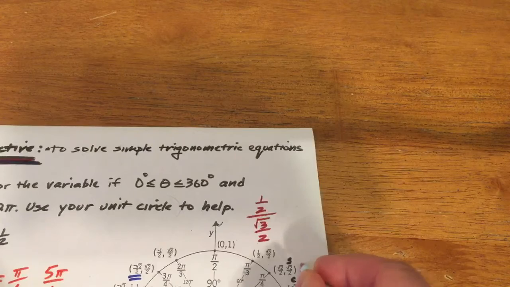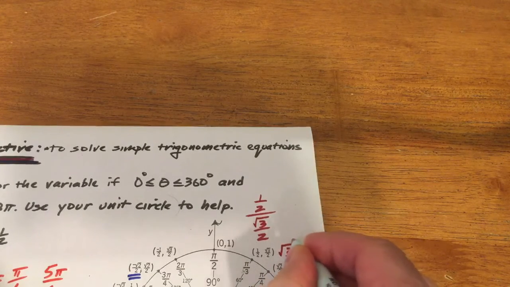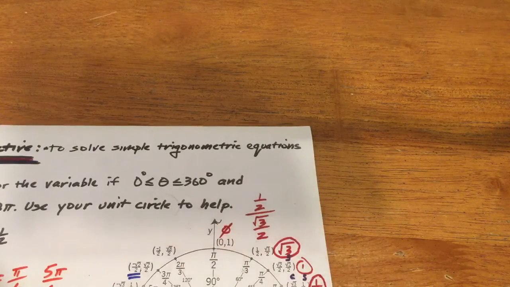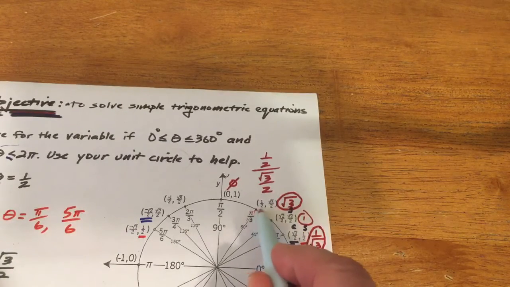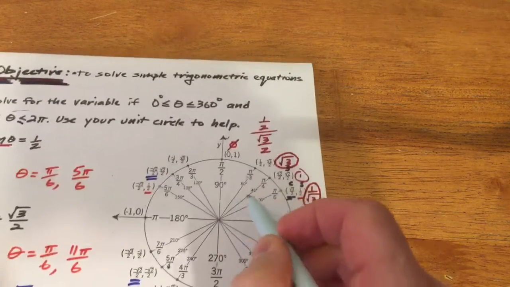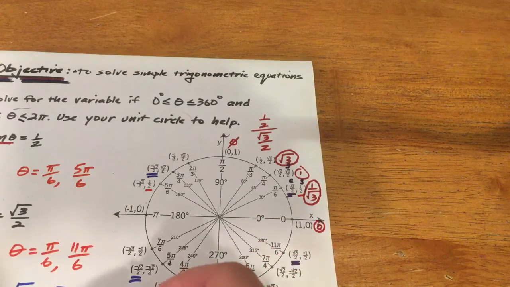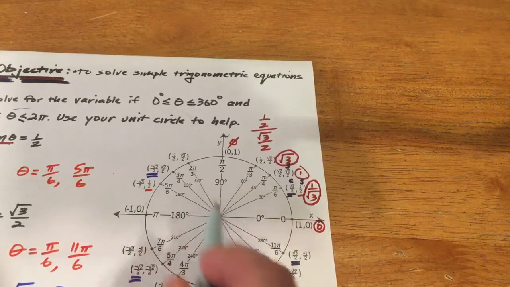Here tan is going to be 1. Here tangent is going to be square root of 3. Here the tangent's going to be, well, no solution there because you can't divide by 0. And we talked about the fact that, for instance, at pi over 3, where the tan is square root of 3, if you go directly across at 4 pi over 3, it'll be the same value. So we can go ahead and basically use that to help fill in values around our unit circle.